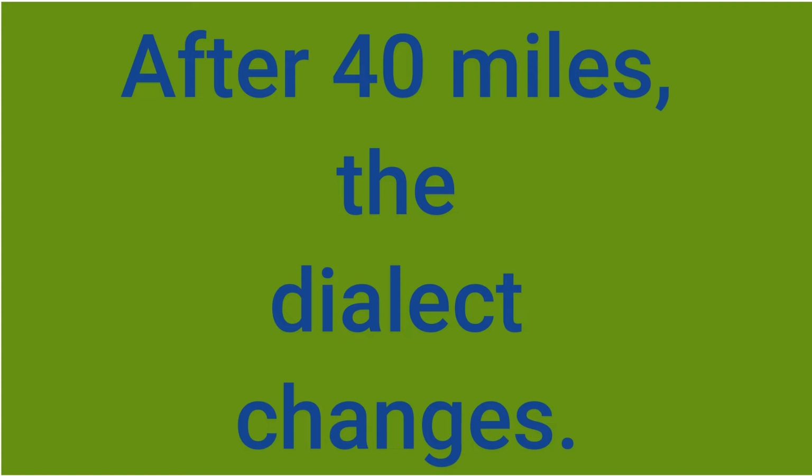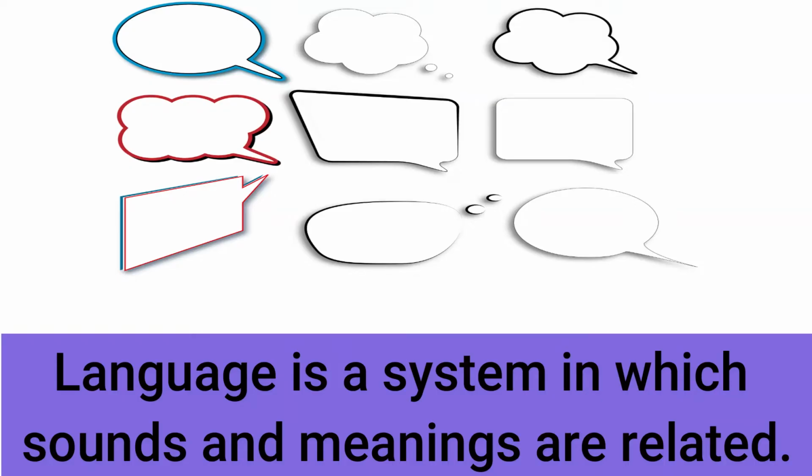Now we will see the definition of language. Before I start, I would say that it's a very elusive topic, and not all linguists agree on any one definition. Still, we will discuss the most common two definitions. The first one is, language is a system in which sounds and meanings are related. For example, there is a sound, "bird," and then there is a meaning attached to it, okay?